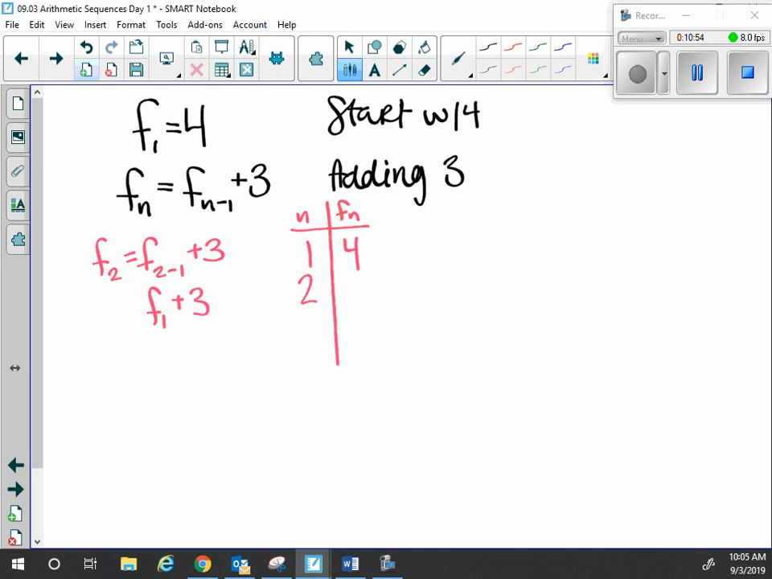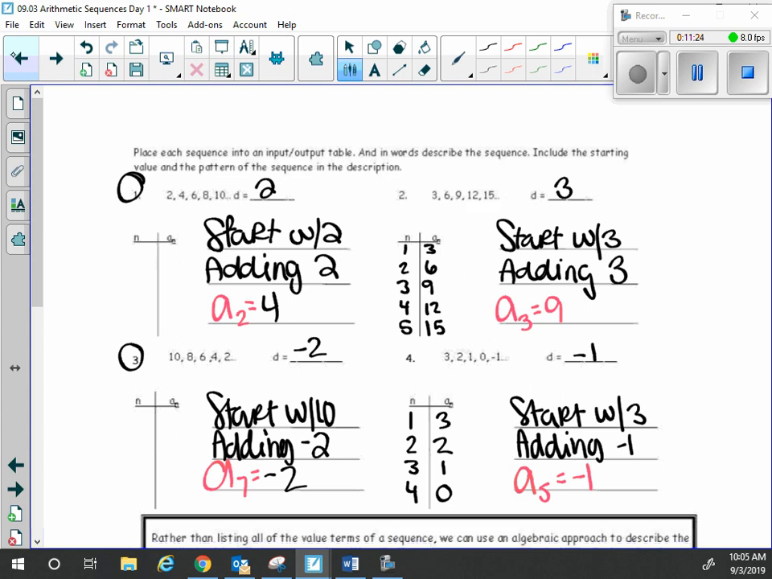What was f of 1? 4. And what is 4 plus 3? 7. What did you do from here to here? Okay? So, how could I quickly find the next term without doing all of this work? Plus 3. What would it be? And then the next term? 13. Okay? So, going back to this.